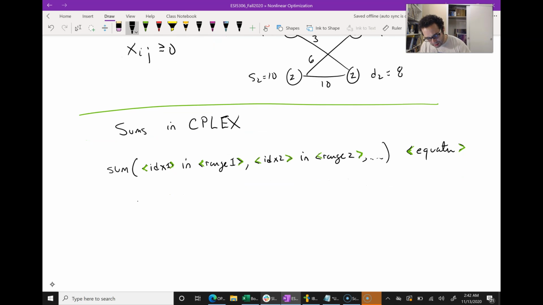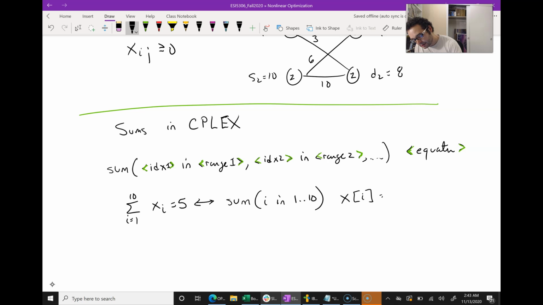So let's say I wanted to do a simple sum like the sum of i equals 1 to 10 of xi equals 5. So maybe I have this constraint. I could write that as, all right, so in CPLEX, what we'd write is sum i in 1..10. We'll close it off. And then we're going to say xi is equal to 5. Okay, so these two are equivalent, and hopefully this makes some sense to you.